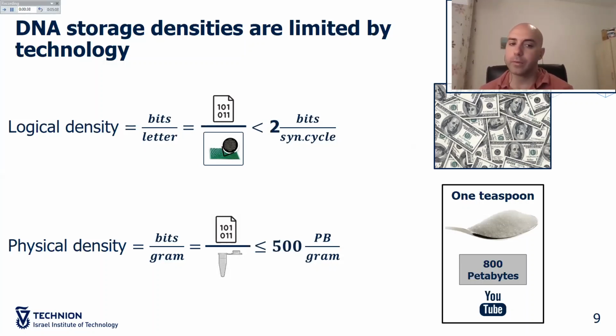The physical density is defined as the number of bits per 1 gram of DNA. So in my tube, how much DNA do I have, and how many megabytes of information did I store in this tube? Today's technology allows us to get up to 500 petabytes per gram of DNA. Just to give you an idea of how dense this is, theoretically, we can store all the content of YouTube with just 1 teaspoon of DNA.